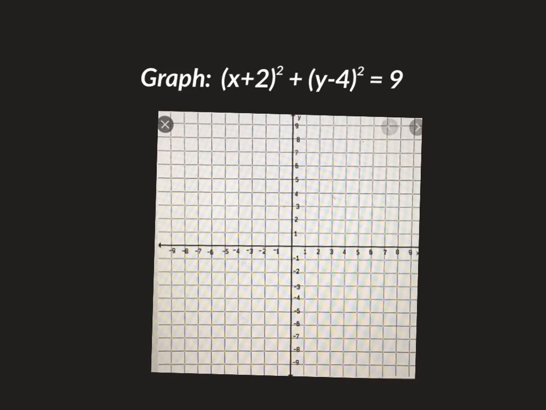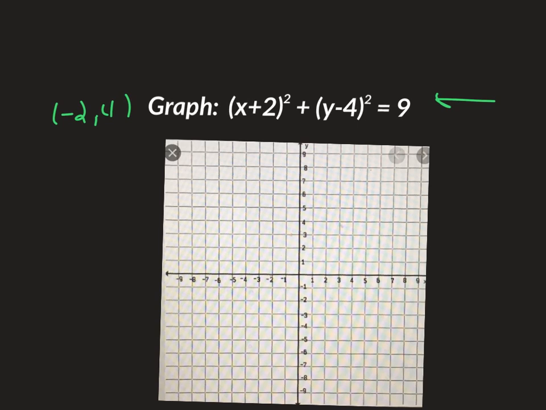Now they're going to have you go backwards a little bit. They're going to say graph this circle. So they're going to give you an equation of the circle. It's already in standard form. You're good to go. And graph that. So first thing I noticed is the center is opposite of what's inside. The center is negative 2, 4. So I'm going to go to negative 2, 4 on my graph. That's going to be my center.